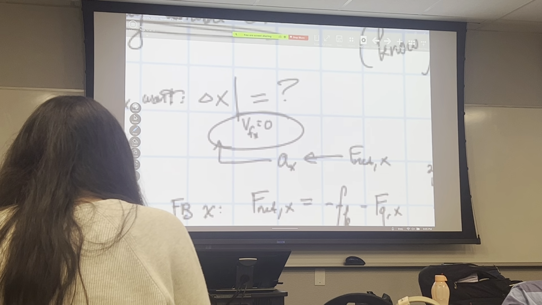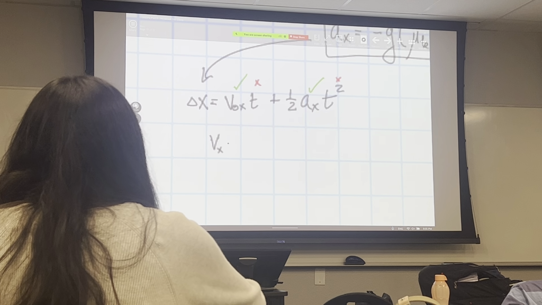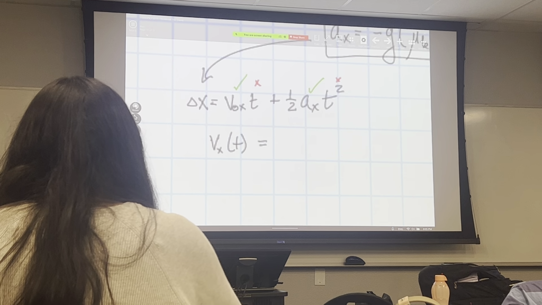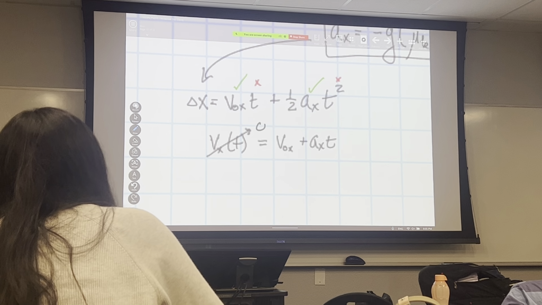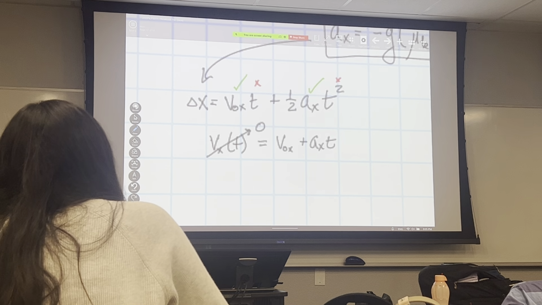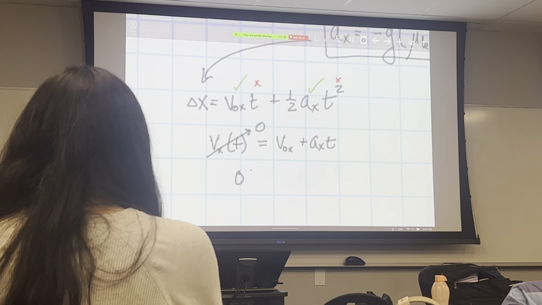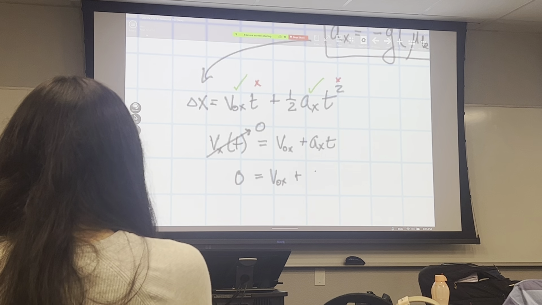So if we are looking for the time, then we turn to our velocity kinematic equation. And at t final, you know that the velocity is going to be equal to 0. So 0 is equal to v naught x plus a_x t final, meaning t final is equal to negative v naught x over our acceleration value.